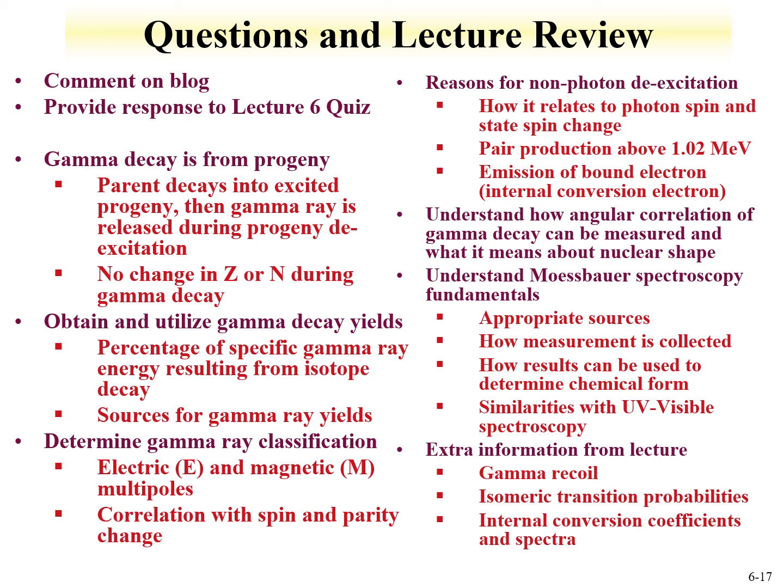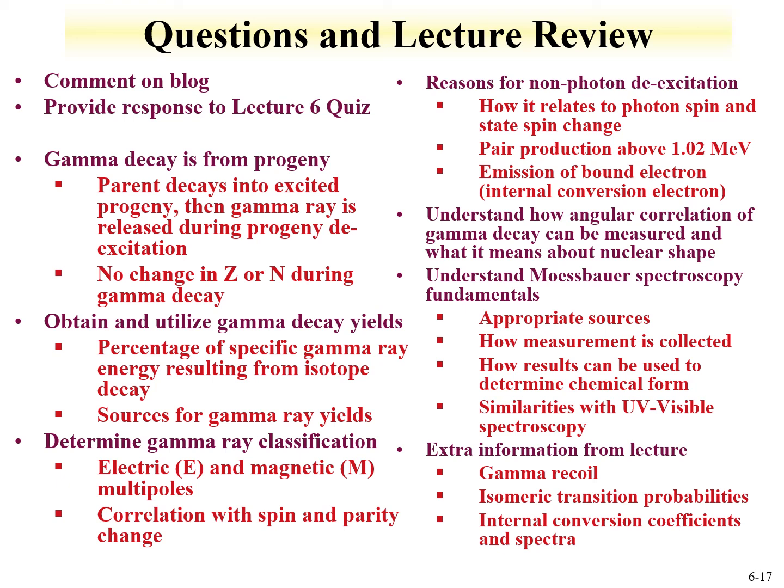So for instance, for americium-241, the 59 keV photon occurs around 36% of the time of the alpha decay. You should be able to find this data and utilize it. You should be able to determine gamma ray classification, both the electric and magnetic multipoles, and you should be able to correlate this with spin and parity change.